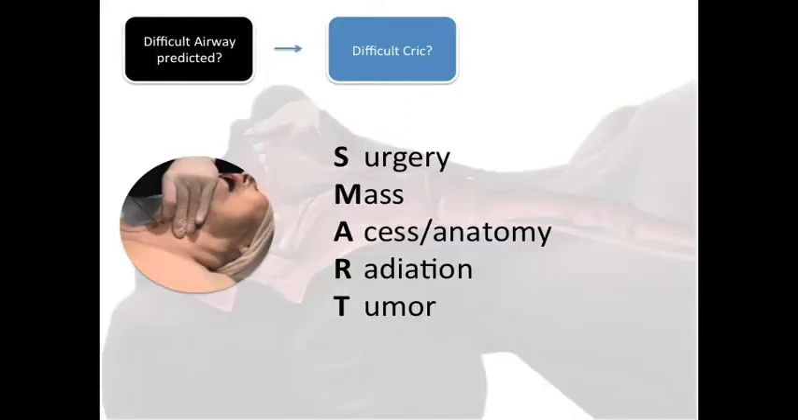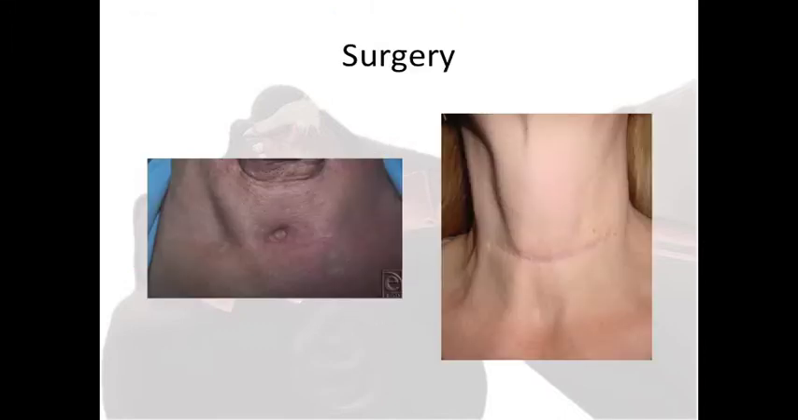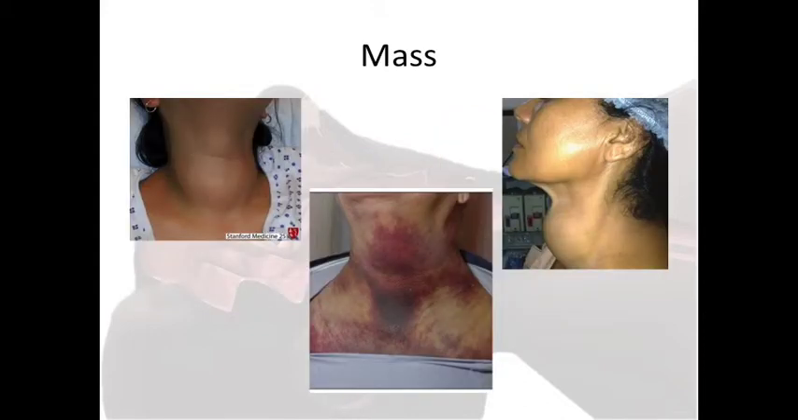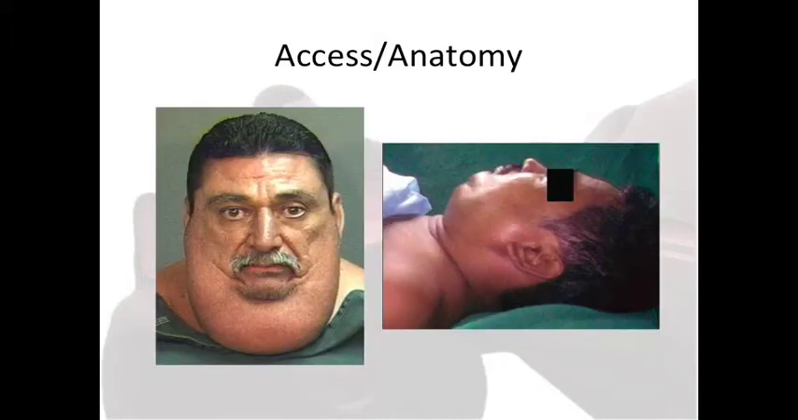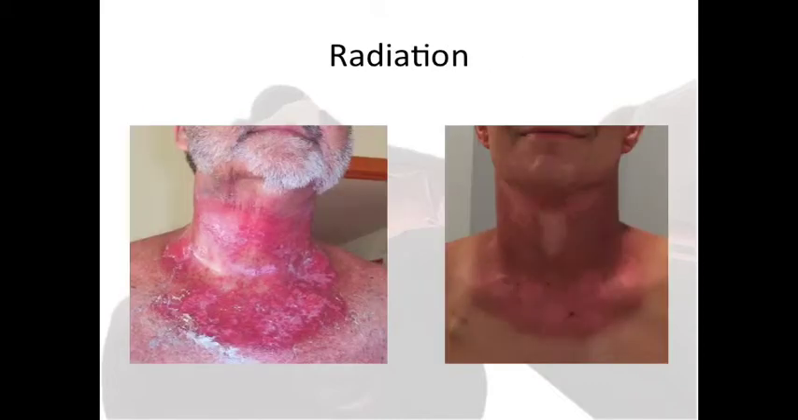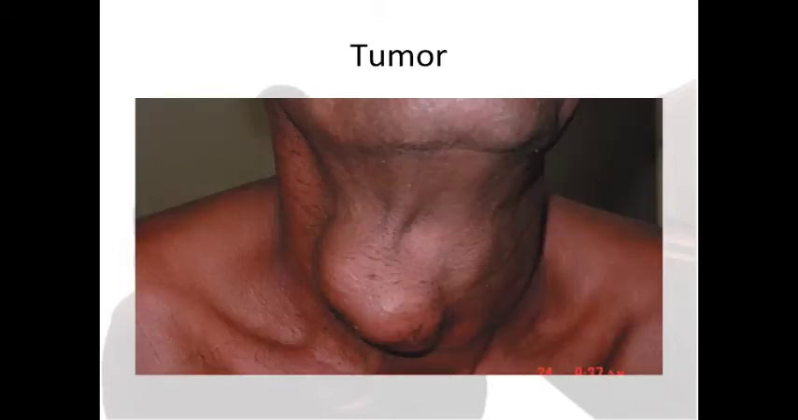Our final mnemonic helps you determine those patients which may be a difficult crike. The S stands for surgery, so any history of surgery like a previous crike or thyroidectomy, which may cause scar tissue to form in the area. M is for mass, whether it's malignant or any type of expanding hematoma. A is for axis or anatomy, so any obese patients may not have good access to their neck. R is for radiation, which will also cause scar tissue in the area. And T is for any tumor in the area.